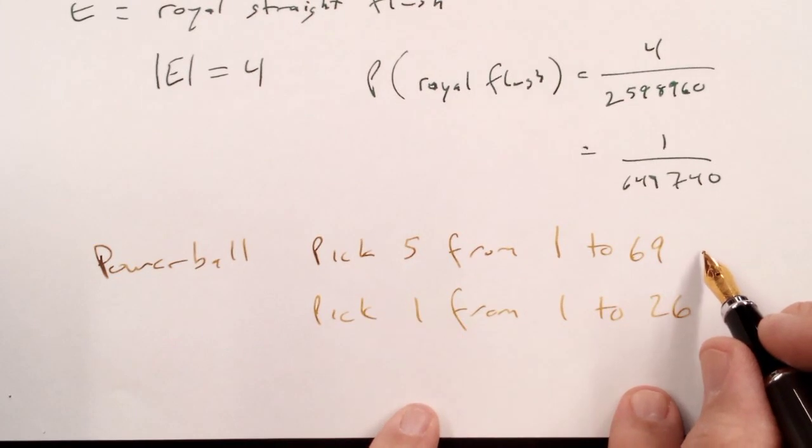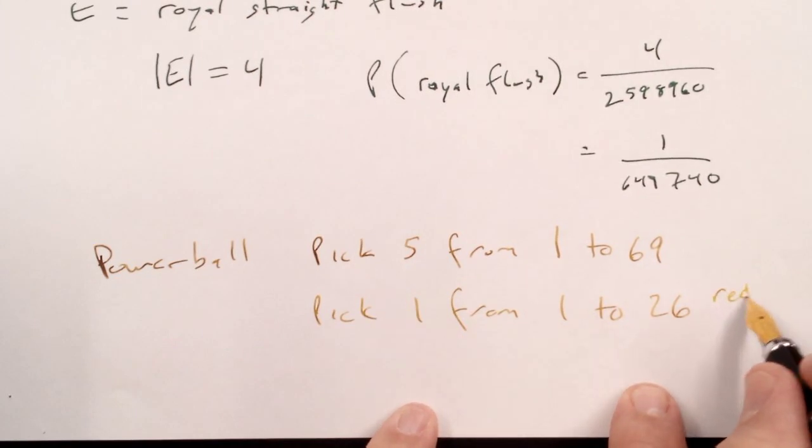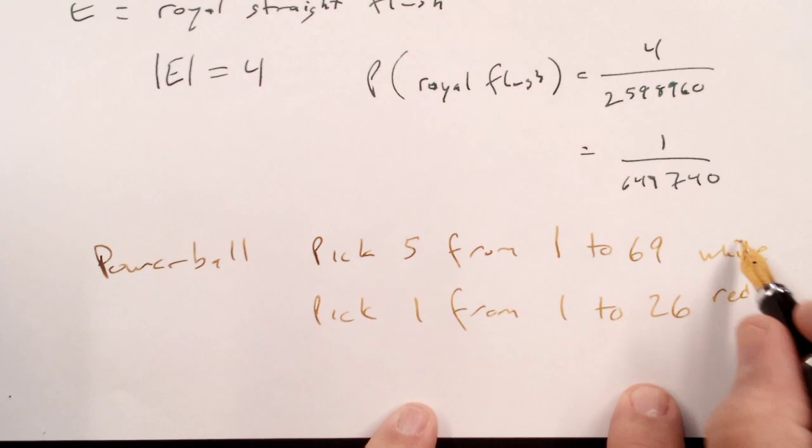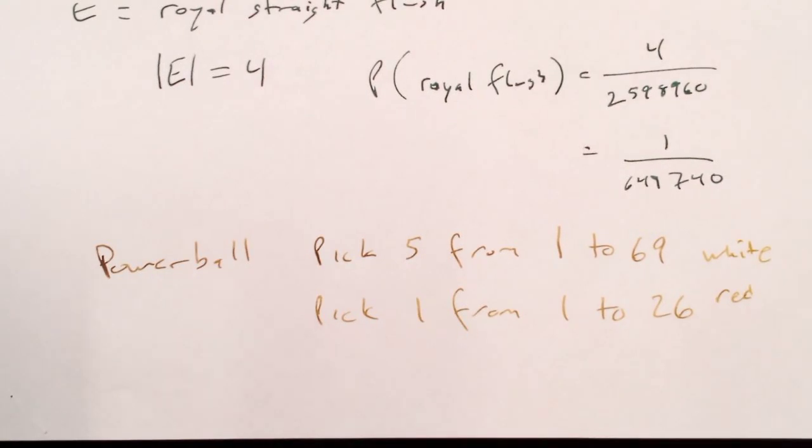These are the red ones, and these are the white ones. So when you fill out your lottery ticket, it asks you for which 5 white numbers you want and then which red number you want. Your Powerball is the red one, right? Okay, great. How many ways can you fill out a ticket?